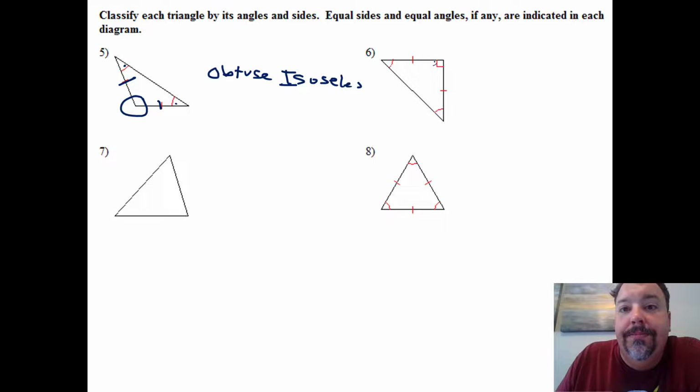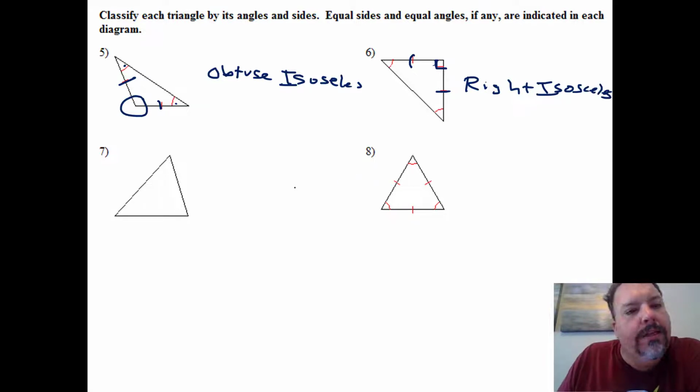Number 6, look at the angles. It's got a right angle. So that makes it a right triangle. Look at the sides. 2 sides are the same. So it's isosceles. This is a right isosceles triangle. Number 7, no right angle. Acute, acute, acute. All the angles are acute, so it's acute. Look at the sides. No marks, no markings at all. So all the sides are different. This is an acute scalene.